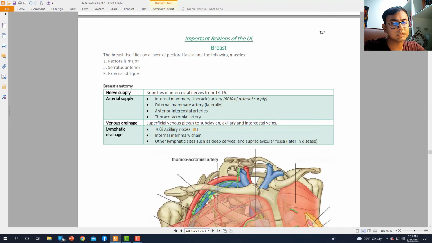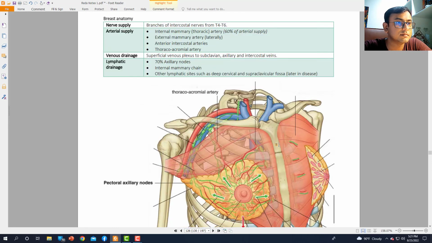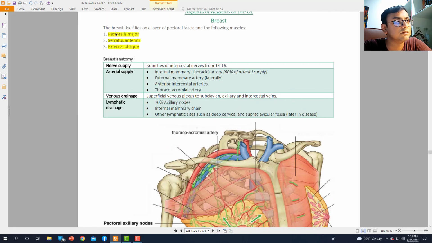Now the last topic, that is the breast. The breast is a modified sweat gland present along the chest wall, attached with it. So the breast is attached with how many muscles? It is an important thing. That is pectoralis major, serratus anterior and the external oblique. These 3 muscles get together, they hold the breast. Okay, it sounds odd, but the breast is held by these 3 muscles.